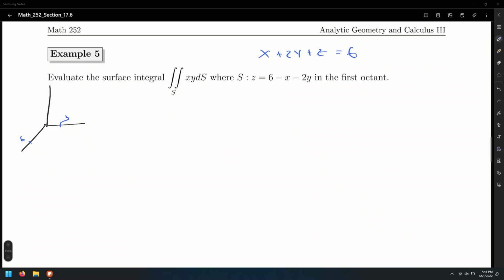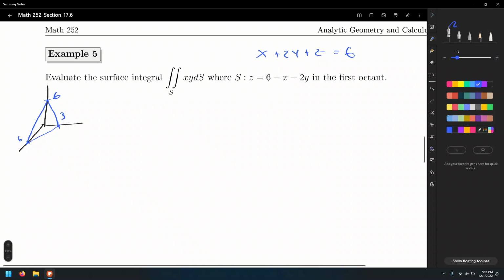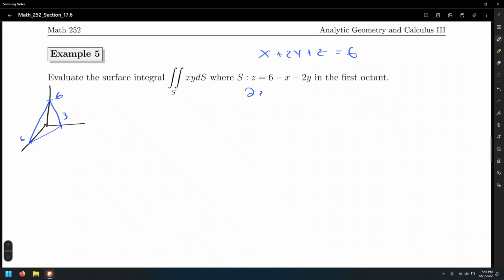So yes, the z-intercept is 6 also. Right. So that's going to give us the following surface over here. When we take the partial derivatives, let's take the partial derivatives first. So that's the partial of z with respect to x, which equals -1, and the partial of z with respect to y, which equals -2.